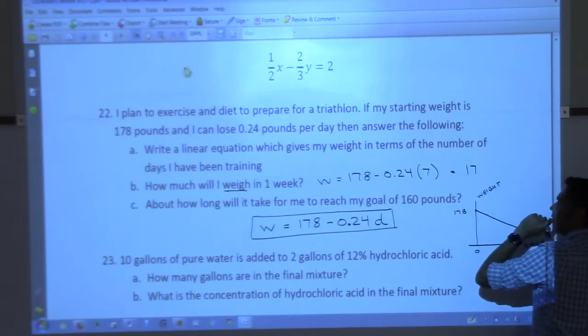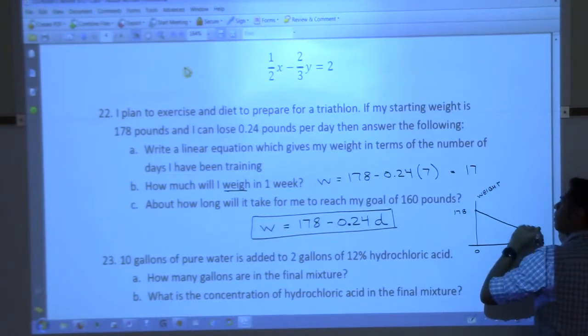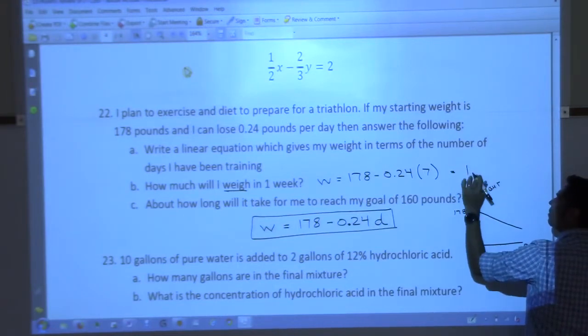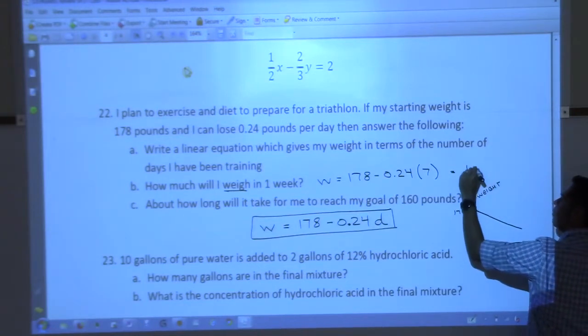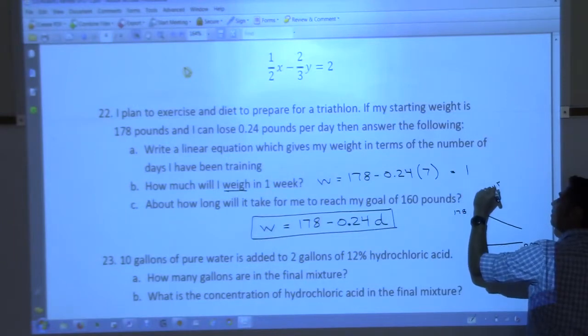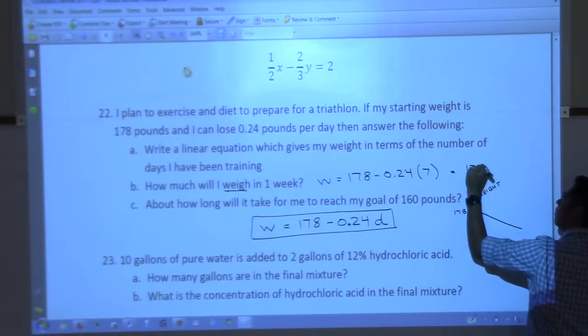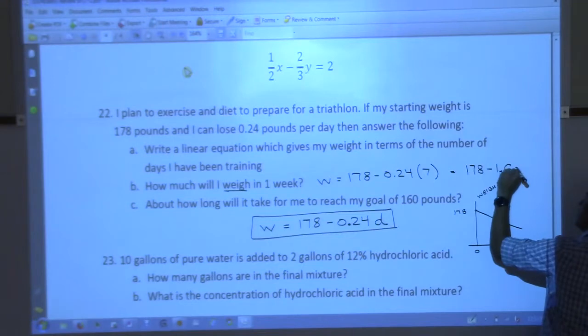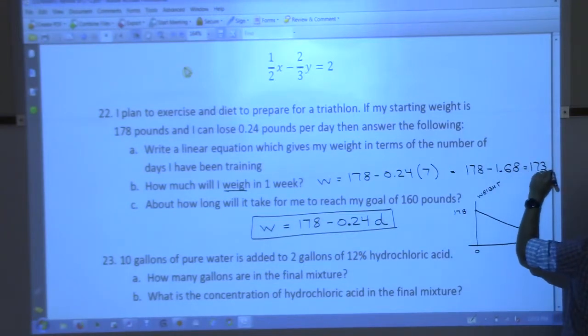You got 2 different things. I'm sorry. 0.24. I was solving the whole thing. 1.68. 168? 1.68. So you weigh 173 point what? No. 176.32. 176.32 pounds after a week. That makes sense? Okay.